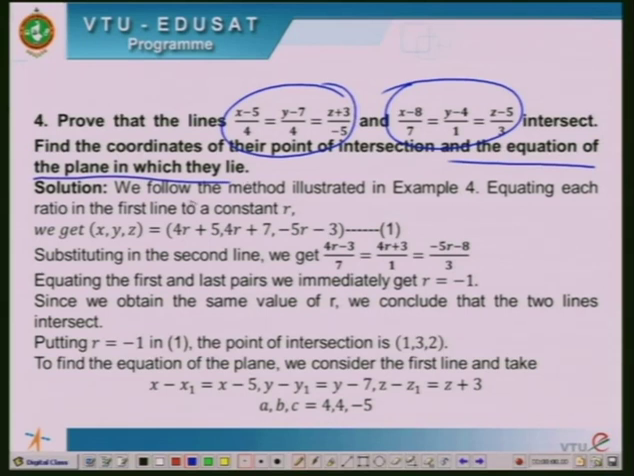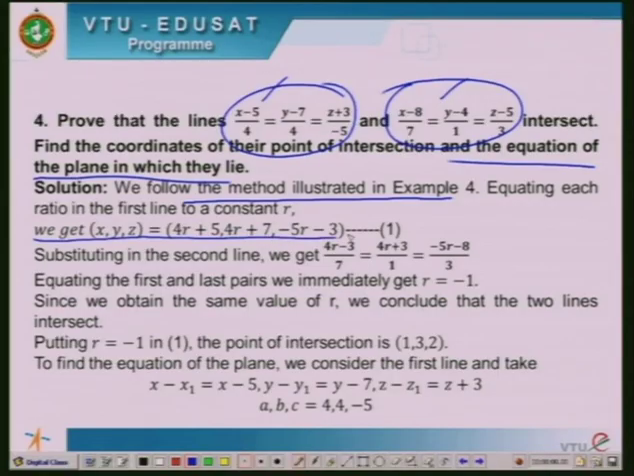So, we follow the method illustrated in example 4. What do we do? Take the first line. For the first line, there is no condition. You can take any of the two as the first line. It does not matter. Take the first line, say this line, equate it to R, cross multiply to get the values of x, y, z as 4R plus 5, 4R plus 7 and minus 5R minus 3. Then substitute x, y, z here in the second line.